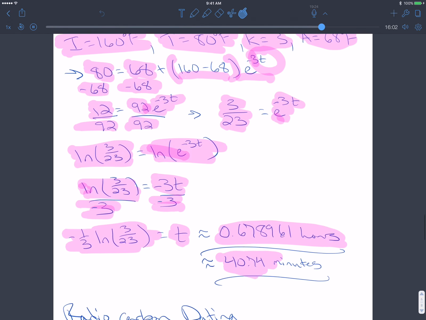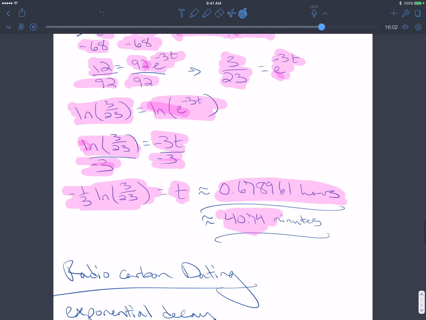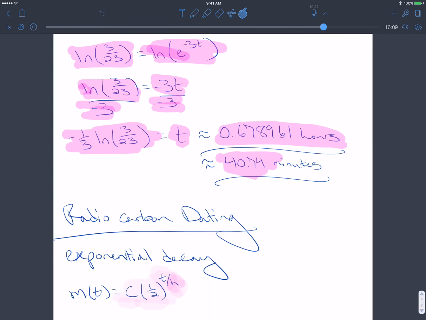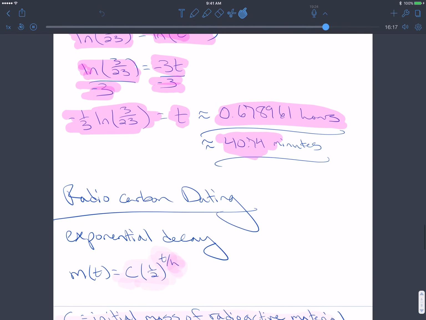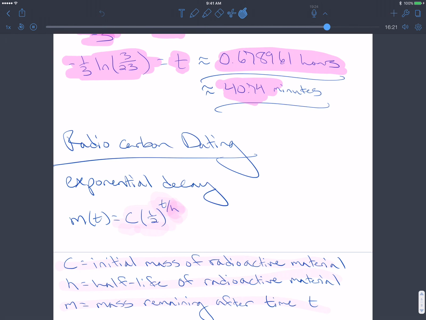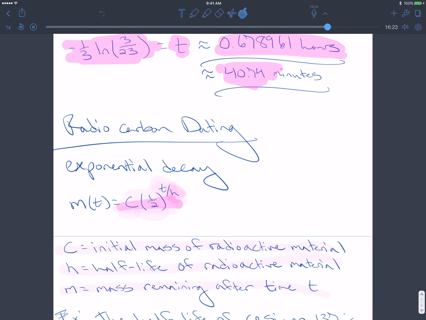Okay, the very last application, radiocarbon dating. This is a model of exponential decay. And so specifically we talk about it in terms of the half-life. So when we talk about radioactive material, we typically talk about it in terms of its half-life, which is why the model for this is going to be c times 1/2 to the t over h.